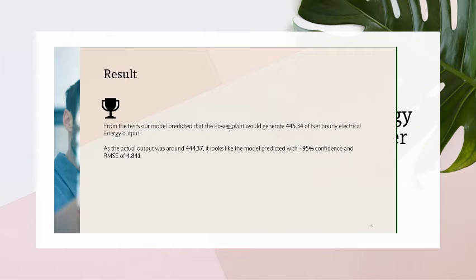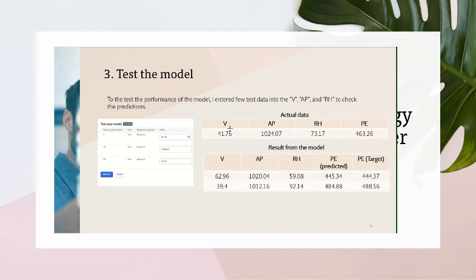For the testing part, I went back and checked the data, and added the data for the columns V, AP and RH to see what my predicted value from the model is versus my targeted value. And the result is very clear. The model has predicted very close, almost, I would say, 95% confidence. The results were very close, with an error margin of somewhere around 4.8.